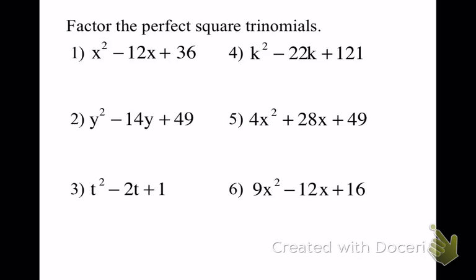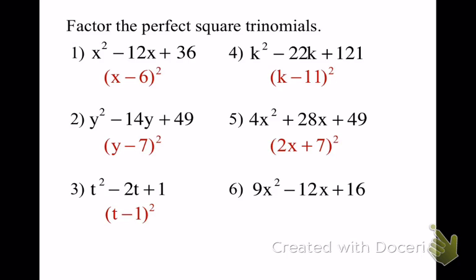Okay, try the next few on your own. Let's go. Pause it. Do them on your own. Okay, now check your work. Number 1, you should have gotten x, the quantity of x minus 6 squared. Number 2, the quantity of y minus 7 squared. Number 3, the quantity of t minus 1 squared. Number 4, k minus 11 squared. Number 5, 2x plus 7, that makes 14x, double the center. Yep, that works. And number 6 is not factorable.